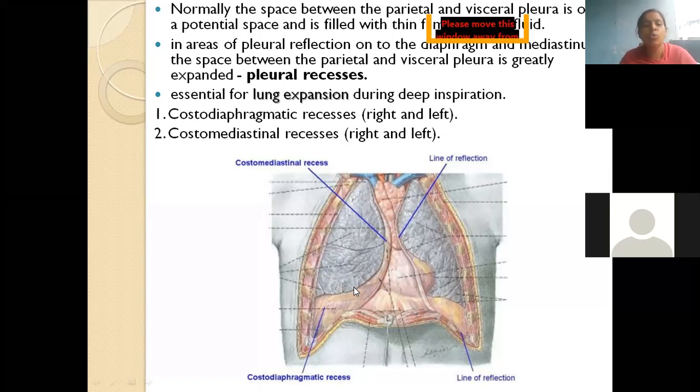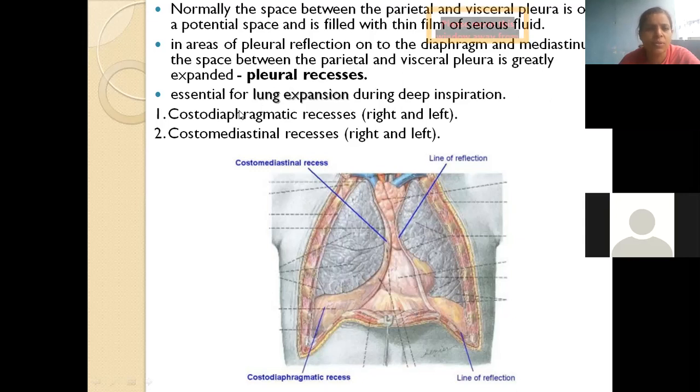Whenever we are doing deep breathing, it helps us to accommodate the maximum space. That is actually the purpose of the recess. Normally the space between the parietal and visceral pleura is a potential space where we have only serous pleural fluid.